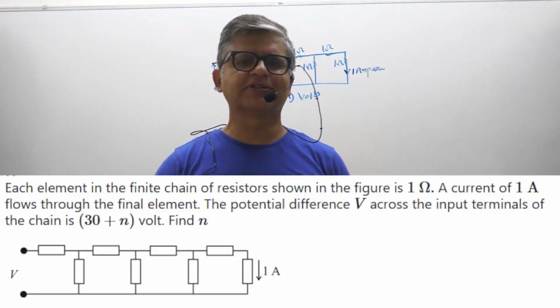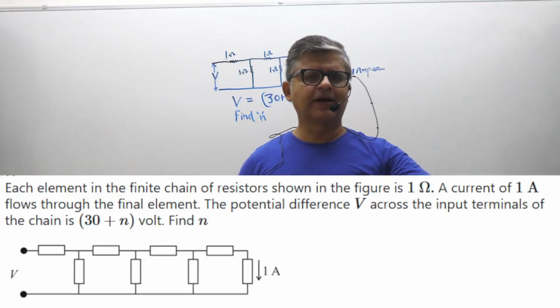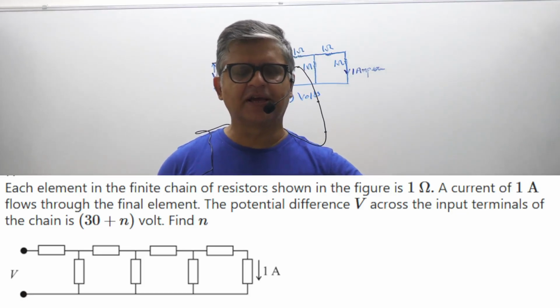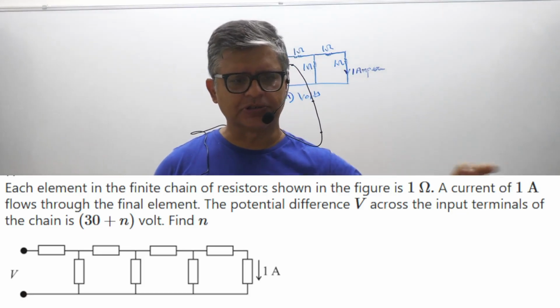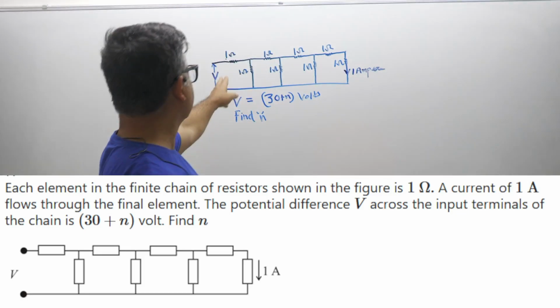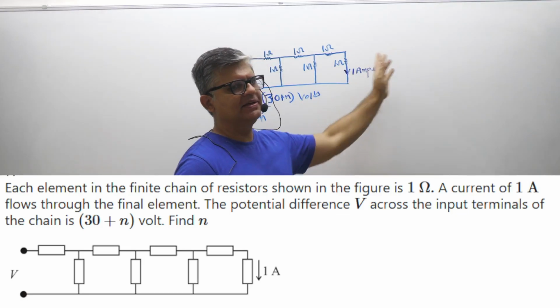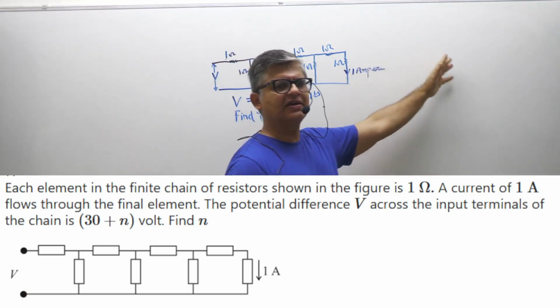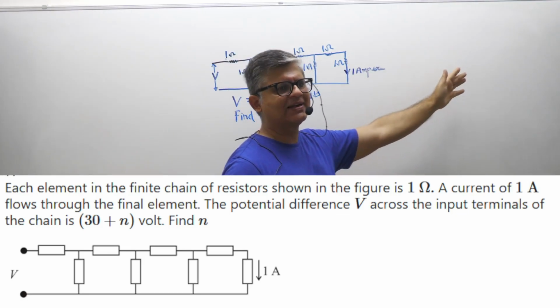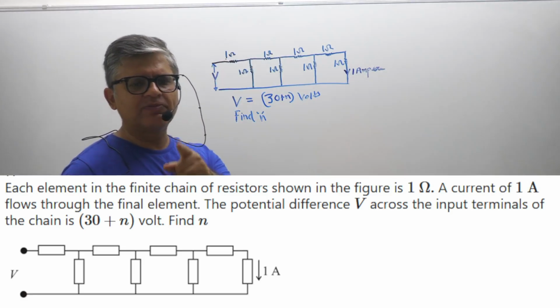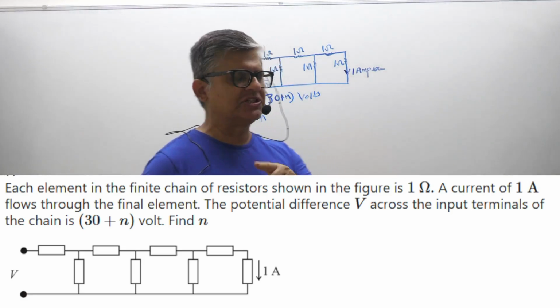All right, students. This question is from current electricity in circuits. You can read the question first, and then I will reduce the size of the question. Each element in this chain, it's a finite chain. It's not infinite. There are some questions which are to be solved using the infinite ladder concept. I have done that infinite ladder as part of my playlist. Please go and watch it.